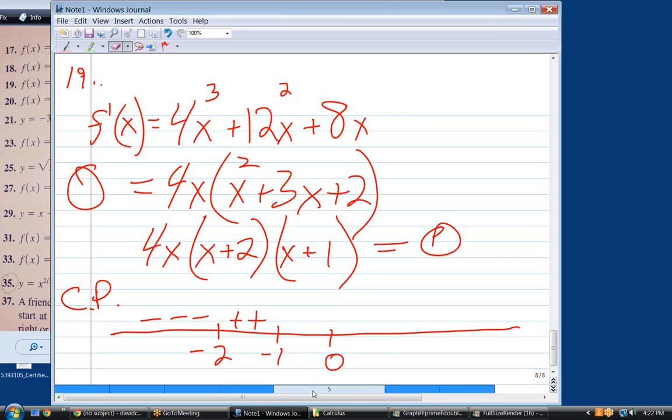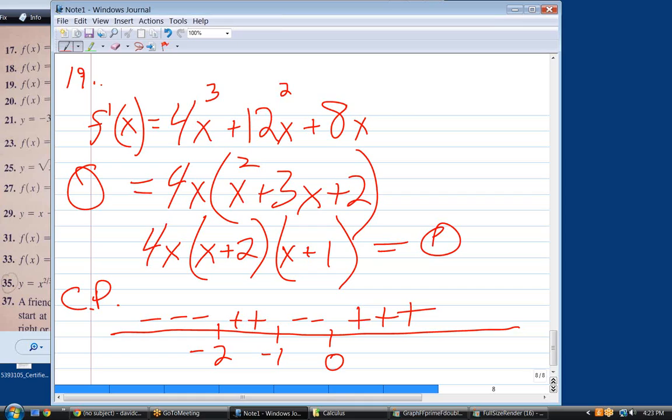What's going on at -0.5? At -0.5, the 4 would still be negative, and then positive, positive. So negative. And to the right of 0? Positive. So the original function is increasing on what interval? It's increasing on (-2, -1) and then (0, infinity). And decreasing on (-infinity, -2) and then (-1, 0). And that's the way we're going to solve all of these problems.